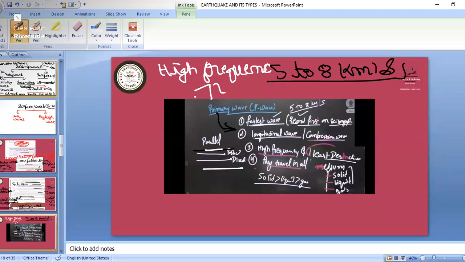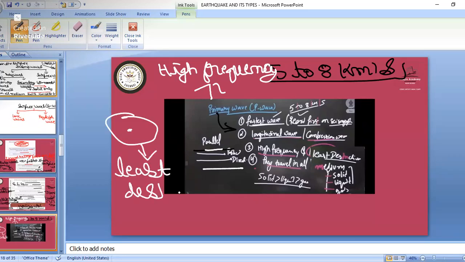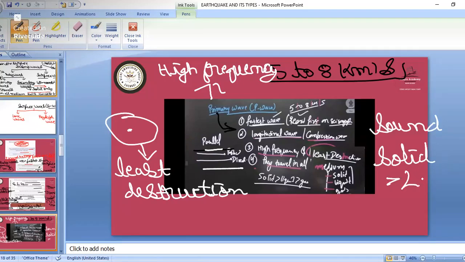Since these primary waves are in the interior of the earth, they will have the least destruction. And we saw that they travel in all mediums, solid, liquid, and gas. But remember the order also. They travel like sound. If you study the sound part, sound travels at maximum speed in the solid, then after that liquid, and then we have the gas.